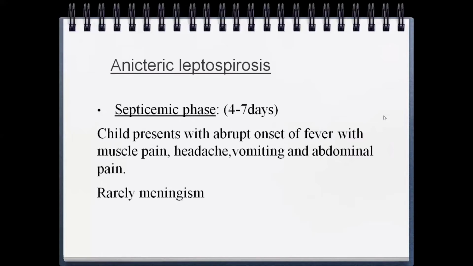abrupt onset of fever with severe muscle pain. So in this case, muscle pain will be very severe. He will be telling you that he has a lot of calf muscle pain. And on examination, calf muscle tenderness is also there. So calf muscle tenderness is a very important point. If you find it, then you should always suspect leptospirosis. Muscle pain, headache, vomiting, and abdominal pain. And sometimes the patient may have meningism. That is, features of neck rigidity may be there.